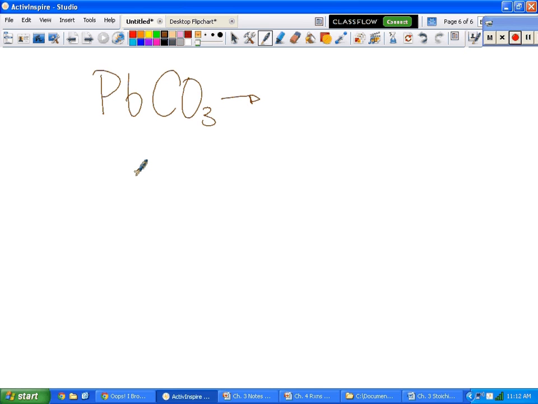Which lead? Why 2? Because carbonates are 2 negative, so what happened to the charges? They cancel. So what would this turn into? Lead oxide. Which lead? Lead 2. So it's 2 plus and 2 minus. So what happens? PbO plus CO2. Everybody with me on that? Devin? You good? This is just something you have to memorize.